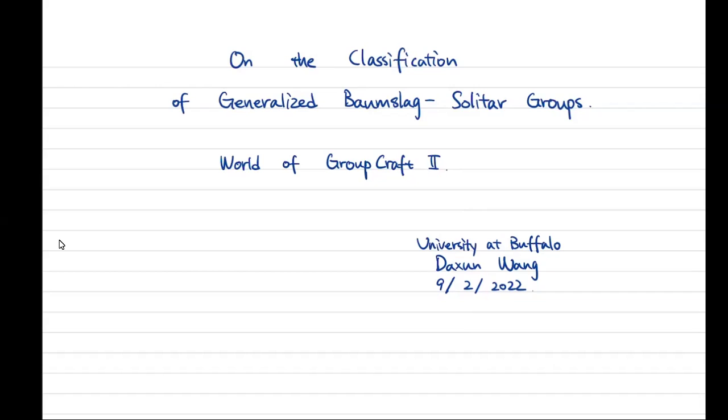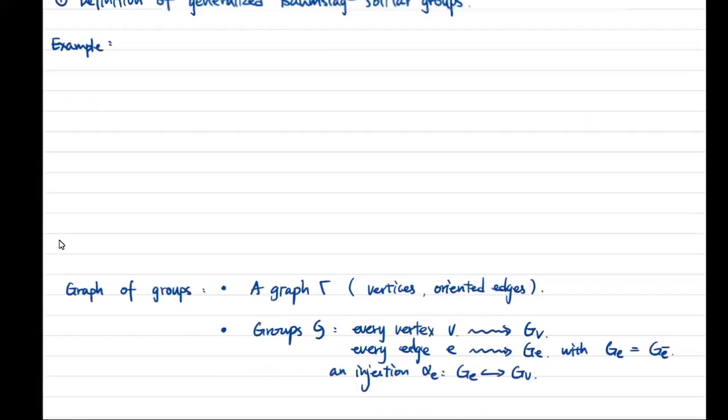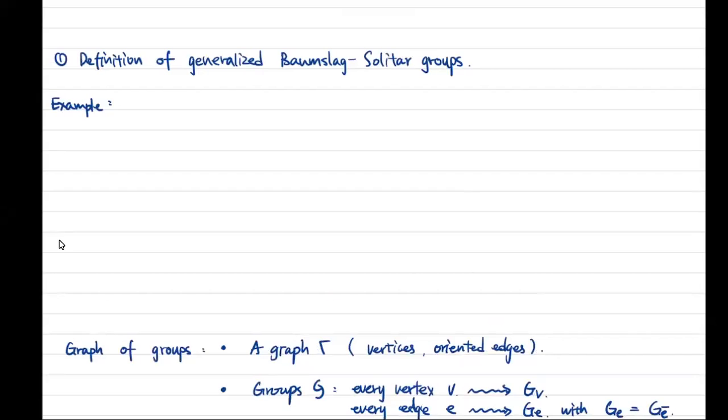I want to talk about the classification of generalized Baumslag-Solitar groups. First, let me give you an example of what generalized Baumslag-Solitar groups are. Suppose we have a circle that looks like this. Next, I want to multiply the circle with a closed interval. This will give us a cylinder that looks like this.